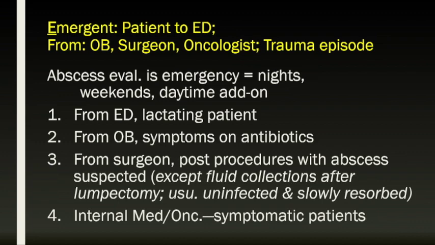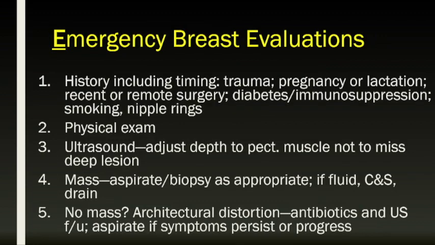So how do they come to us, and from where? So the patients may come from the obstetrician's office, a lactating patient with a problem, from the surgeon who has just treated that patient for cancer or has performed a cosmetic procedure or reconstruction, and the oncologist, either medical or radiation, who has immunosuppressed that patient. We also may find coming to us directly those patients who suffered a traumatic episode. So we need to be available and ready to address these problems.